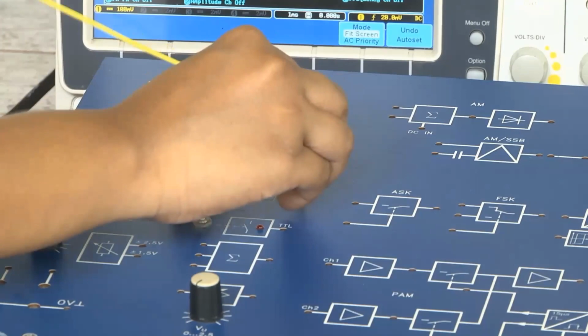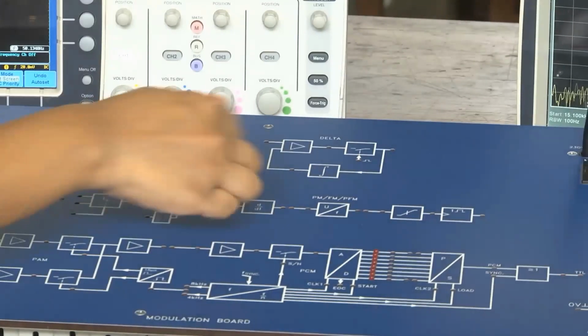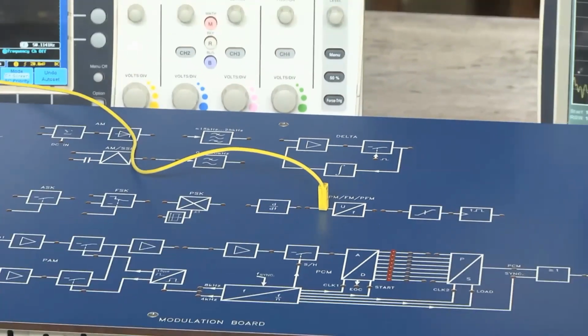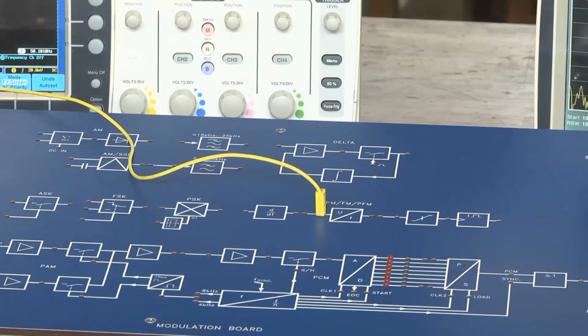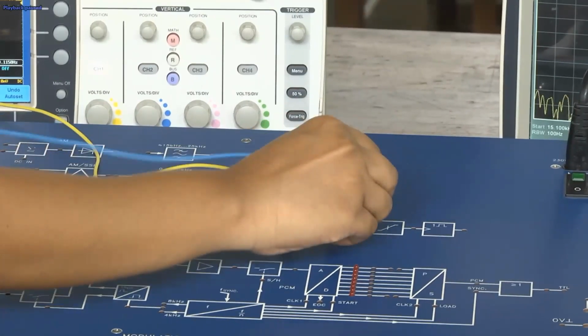First we are going to give the 500 hertz input. We are giving the input to the VCO circuit, and we are taking the output from here, same as before.